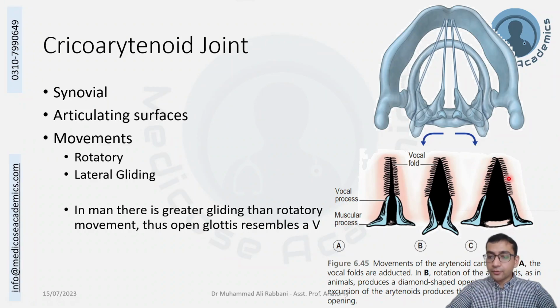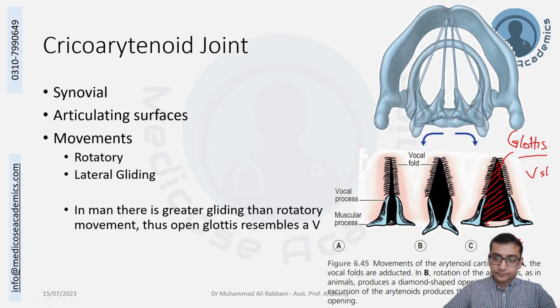This opening between the vocal cords in front and arytenoid cartilages in back, this space, is known as the glottis. So when they slide, you will see the glottis open as a V shape.